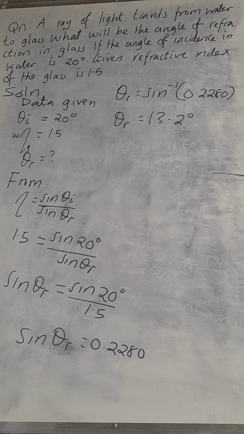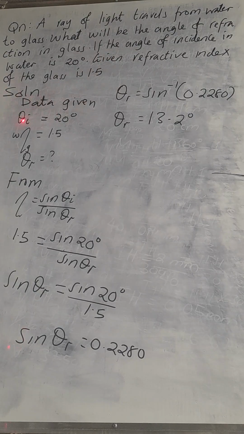So the aim na lengo la somo letu la leo ni kutafuta either refractive index au angle of refraction au angle of incidence kwa kutumia refractive index, kanuni ya kwanza. This is called Snell's law. Kwa hiyo you may see in our question, a ray of light travels from water to glass. What will be the angle of refraction in glass? If the angle of incidence in water is almost 20 degree, given that the refractive index of the glass is 1.5.